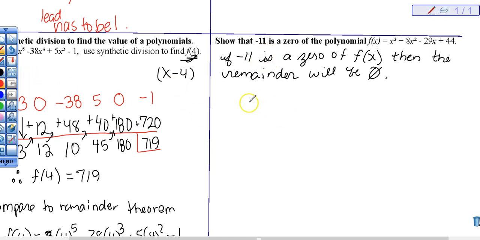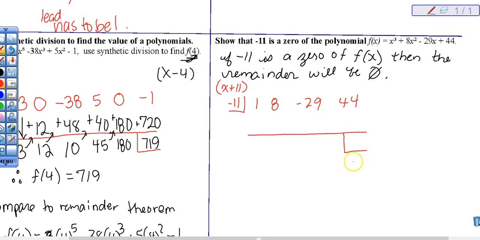So I'm going to grab my red pen just to set it up. So here we go, negative 11, because remember, if it's a zero, then it was x plus 11. If negative 11 is a zero, then its linear factor is x plus 11. Okay, so am I missing any exponents here? 3, 2, 1, none, so no zeros. So 1, 8, negative 29, and 44, gathering up all of our coefficients and dropping all the variables and the exponents. Row 2 is empty. Row 3 has our little box for the remainder. Grab our pencil up, and here we go.